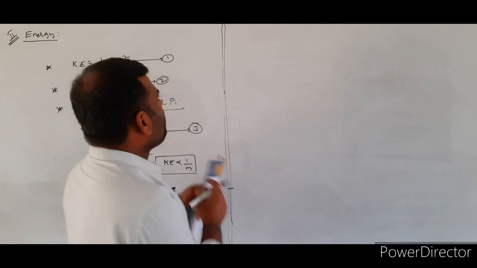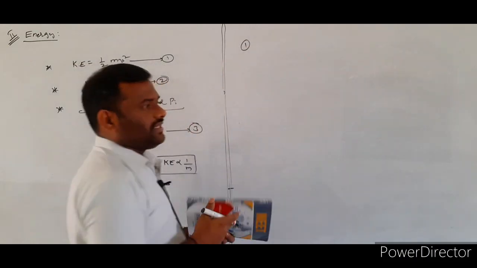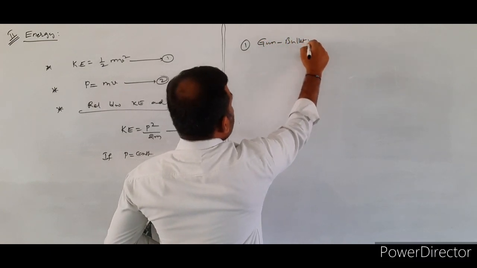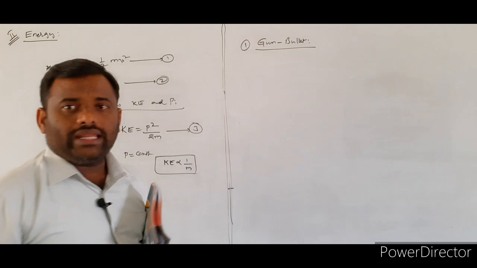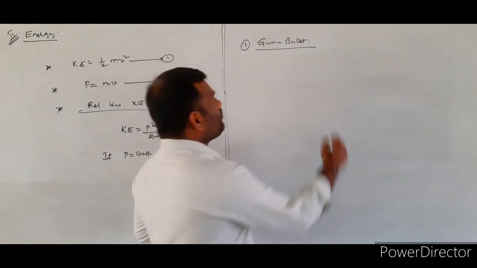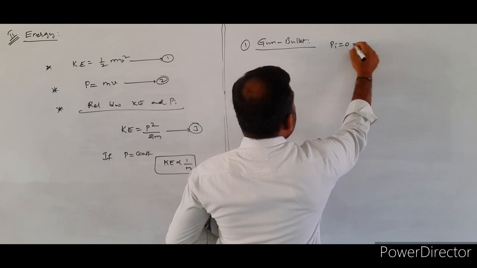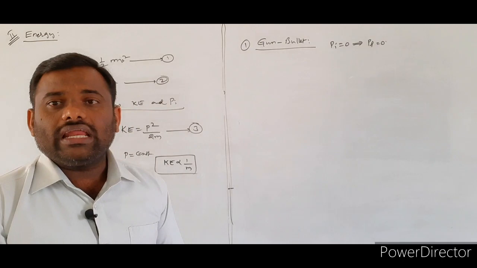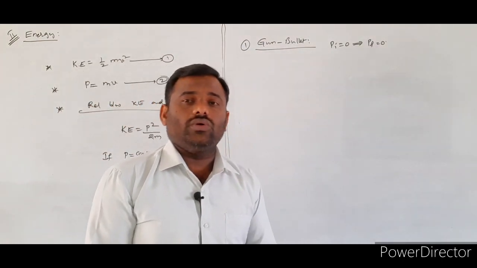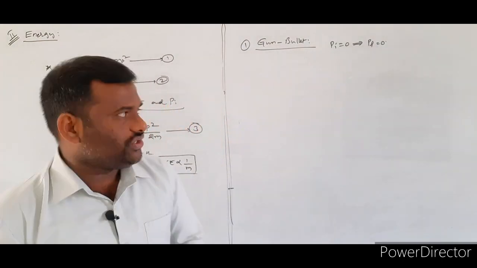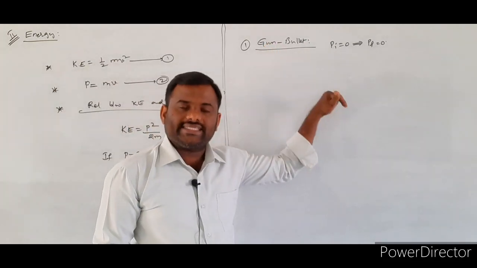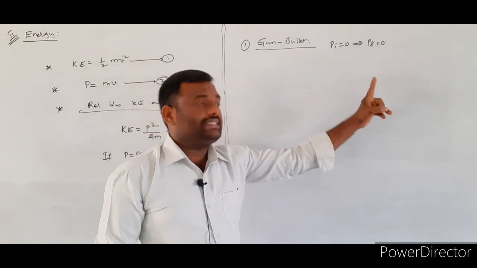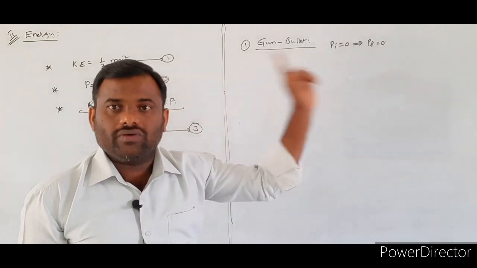Now we will see two applications. The first application is the gun bullet system. Before firing the bullet from the given gun, the initial momentum of the system is equal to 0. According to the law of conservation of linear momentum, the final momentum is also equal to 0. We already studied this in Newton's laws of motion. As a result, the final momentum of the system is also equal to 0.